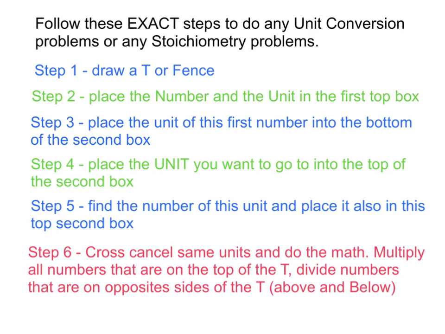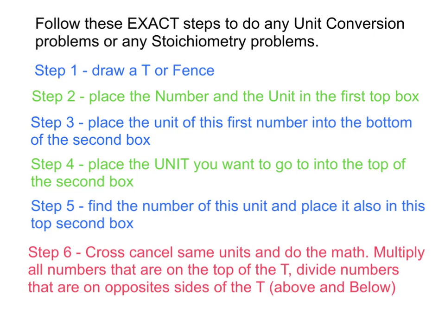Alright, first of all let's review the rules. If you follow these exact steps you shouldn't have any problem. Step 1 is we draw a T or the fence. Number 2, we place the number and the unit in the first top box. Number 3, we would place the unit from this first number into the bottom of the second box. Step 4, we place the unit you want to go to in the top of the second box. Step 5, we find the number of this unit and place it also in that second box. And then number 6, we do our cross-canceling of similar units and we do the math.